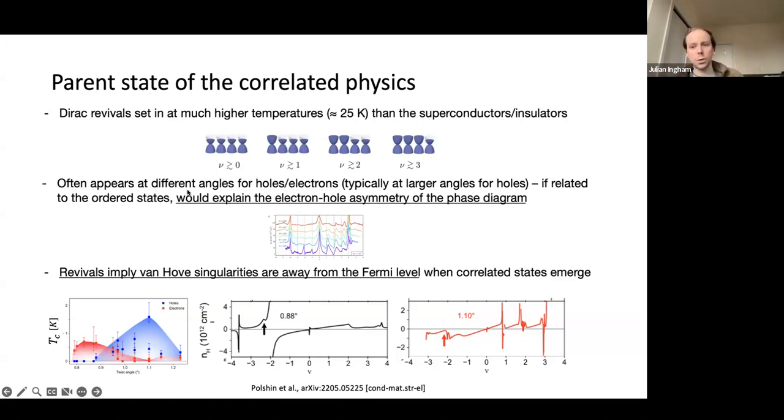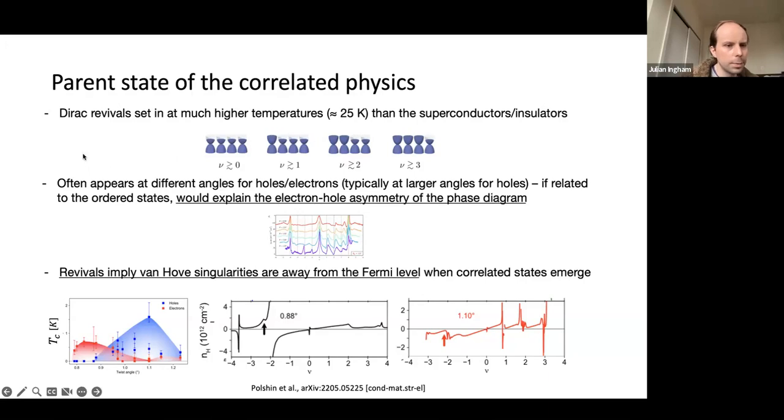So as a function of twist angle, if the revivals don't appear on one side of the phase diagram, typically you do see Van Hove singularities. And so the twist angle can be used to tune between the situation where you have a Van Hove singularity and the situation where you have a reset.